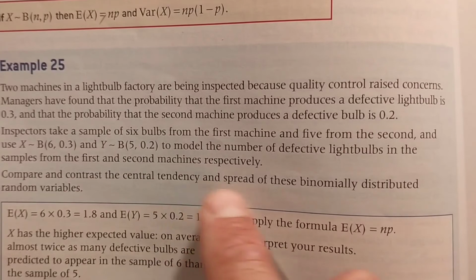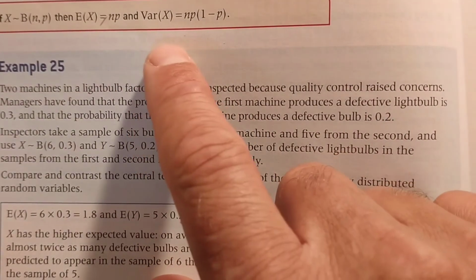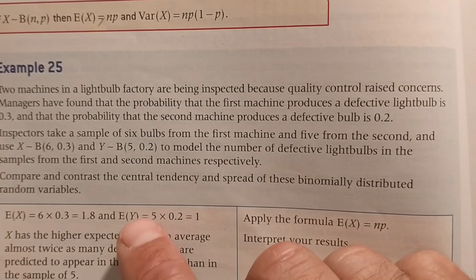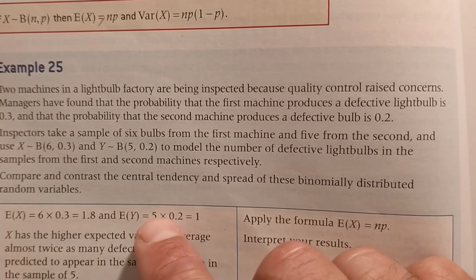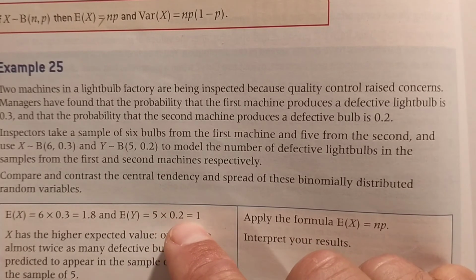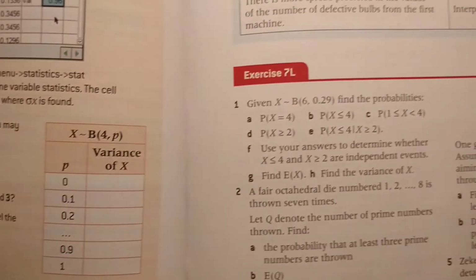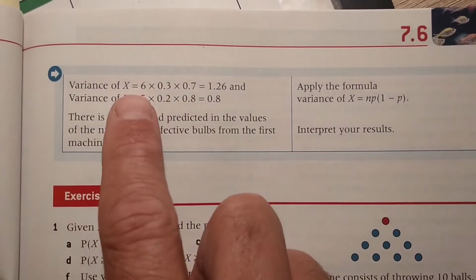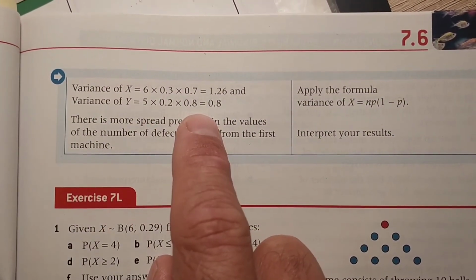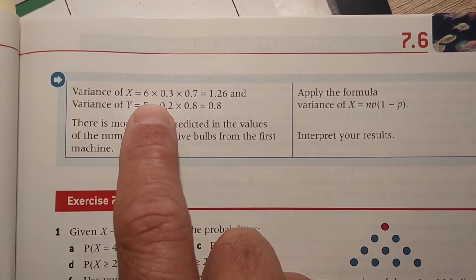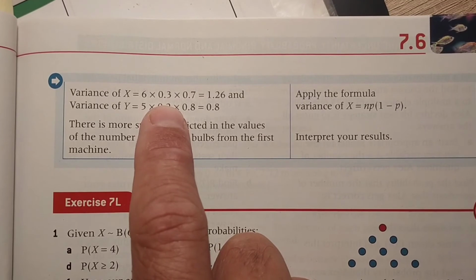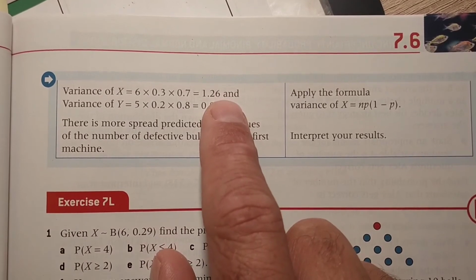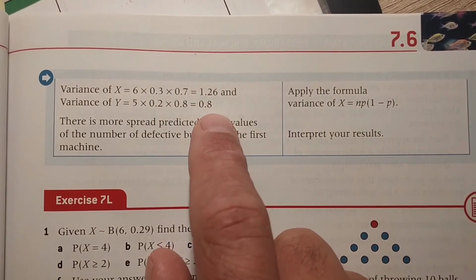Okay, so that's central tendency, and then for spread, we use this formula here: n times p times 1 minus p. For the random variable y, that's 5 times 0.2 times 0.8. And for the random variable x, let's do 6 times 0.3 times 1 minus 0.3, or 0.7, which is 1.26. So 1.26 is the variance of x. 0.8 is the variance of y.